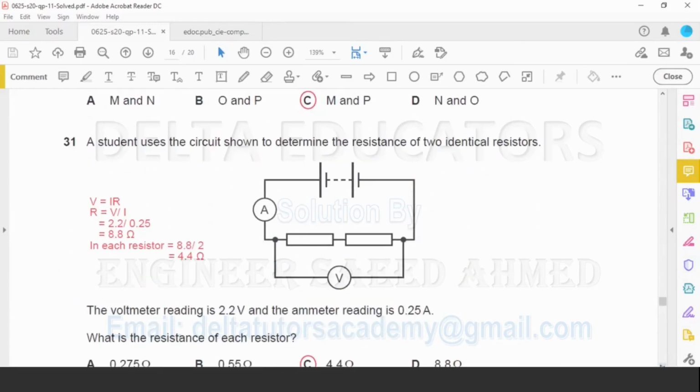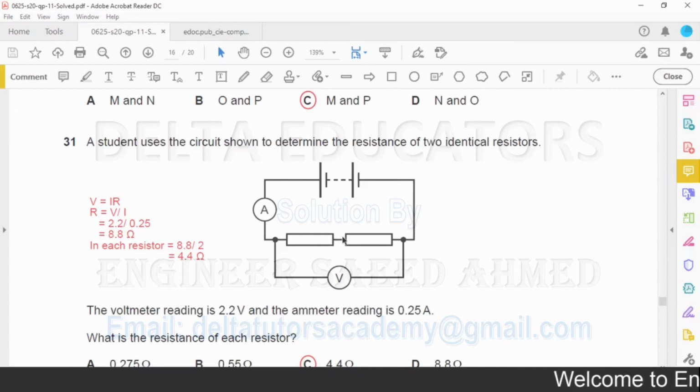Question number 31. A student uses the circuit shown to determine the resistance of two identical resistors. The voltmeter reading is 2.2 volt and the ammeter reading is 0.25 ampere. What is the resistance of each resistor? According to Ohm's law, V is equal to IR. So by using this formula, we have calculated the total resistance of the circuit. Total resistance of the circuit is 8.8 ohm.